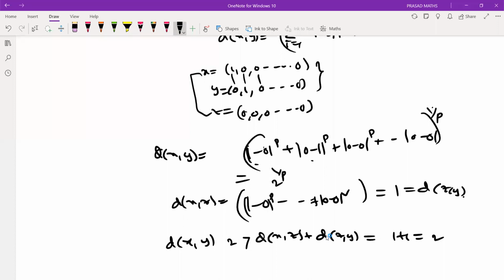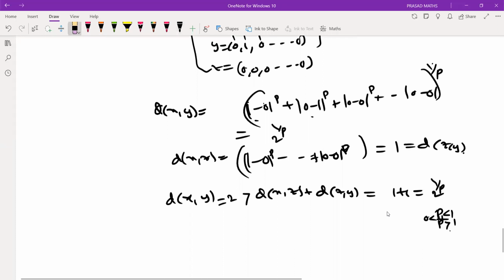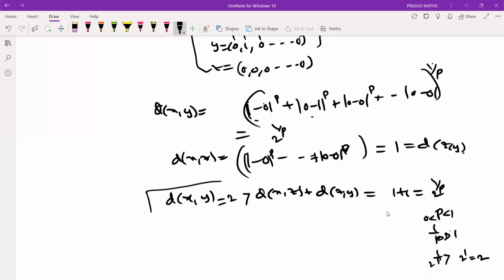This is p. This is p. This is 1. It changes here to 2 power 1 by p. So 2 is bigger than 2 power 1 by p? Why? Because p lies between 0 and 1, so 1 by p is bigger than 1. Therefore 2 power 1 by p is always bigger than 2 power 1, that is exactly 2. Therefore the triangle inequality fails.